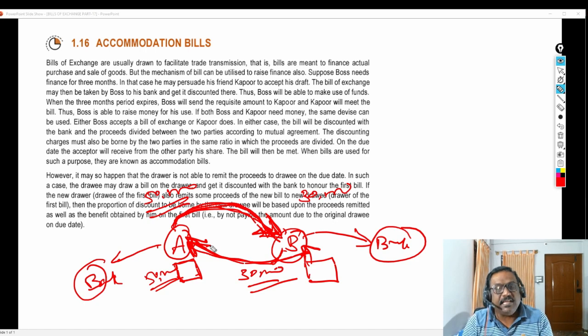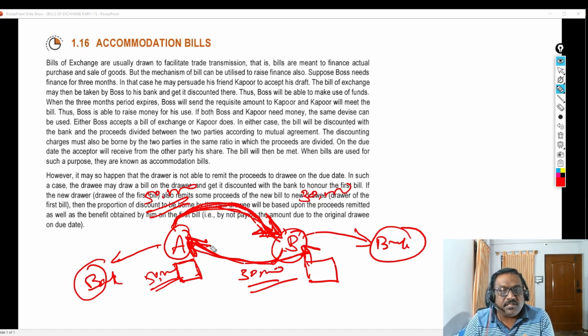So what is happening in this case? A and B, both of them are in need of money and they don't have money. A wrote a bill on B, B accepted. B wrote a bill on A, A accepted. Both went to the bank and discounted their respective bills. On the due date, they paid their due amounts to the respective banks. This is another way of accommodating their financial need. So this is called accommodation bills.